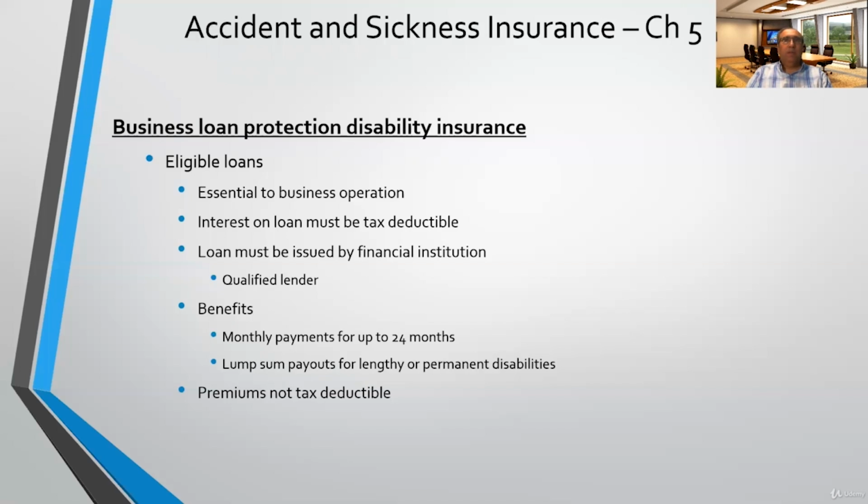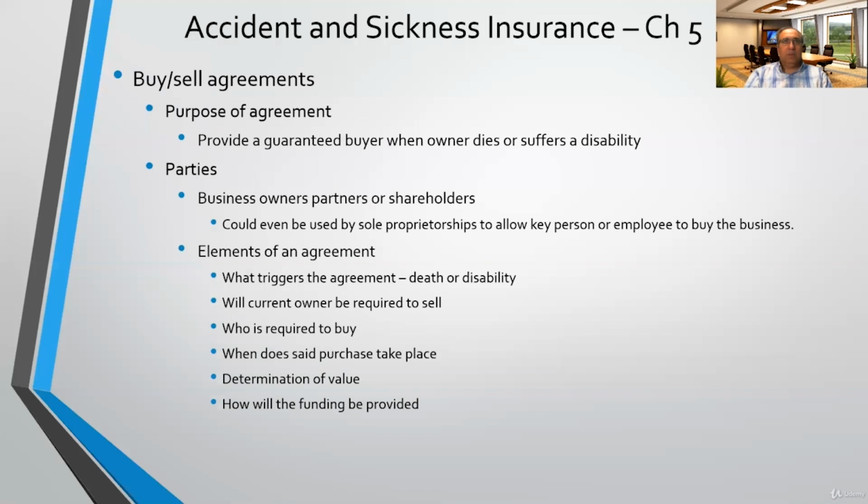The loan must be issued by a financial institution. It's not like your friend or somebody gave you the loan. It should be a qualified lender. The benefits for this may be up to 24 months. So the company will pay the minimum payment on the loan for up to 24 months. Lump sum payouts for lengthy or permanent disabilities are possible; if it's a long-term disability, they may pay a lump sum amount. The premiums are not tax deductible in this case.